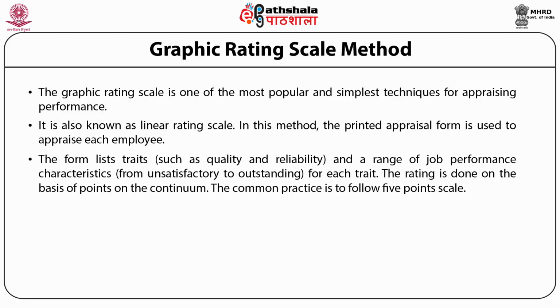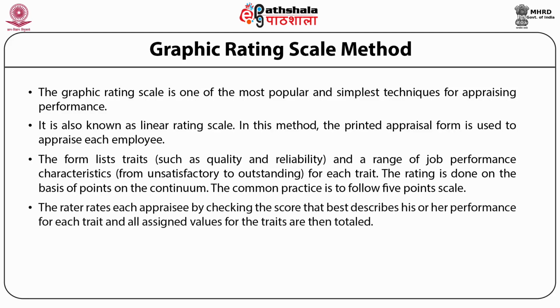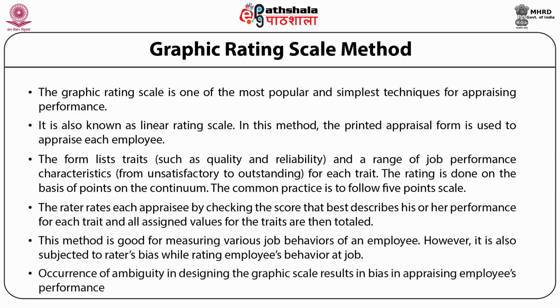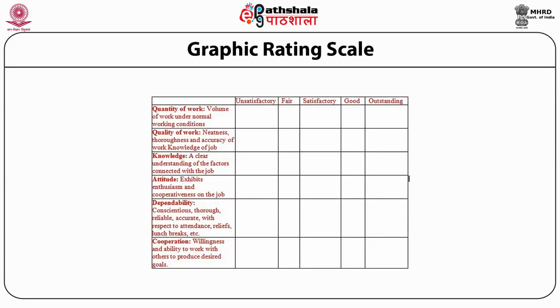In the graphic rating scale method, the rater rates each appraisee by checking the score that best describes his or her performance for each trait, and all assigned values for the traits are then totaled. This method is good for measuring various job behaviors of an employee. However, it is also subjected to rater's bias while rating employees' behavior at job. Occurrence of ambiguity in designing the graphic scale results in bias in appraising the employee's performance. Till now, what we have discussed, we can see in this particular slide, that is, in the graphic rating scale, how the 5 points are used.